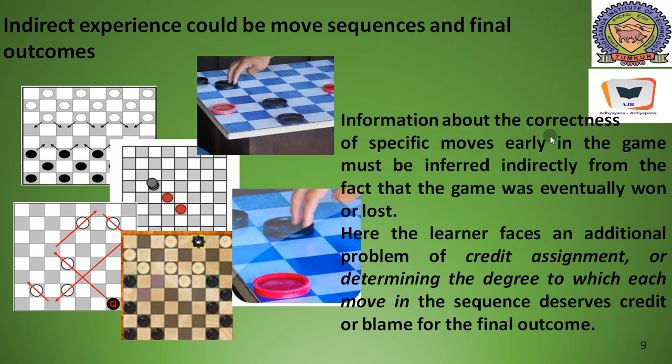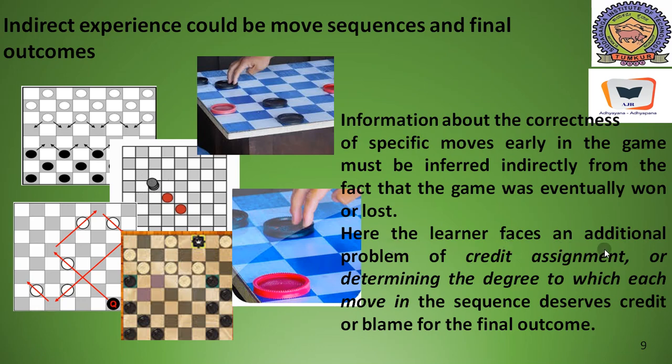Information about the correctness of specific moves early in the game must be inferred indirectly from the fact that the game was eventually won or lost. Let me simplify this further. This kind of movement has led to the loss for this particular person who is playing, maybe our opponent, and this particular movement has given this fellow or an opponent a win. And this kind of movement, with 3 pawns, one above the other, and 2 pawns left with our opponent, this particular board state has given a win for the fellow who was holding the black pawns.